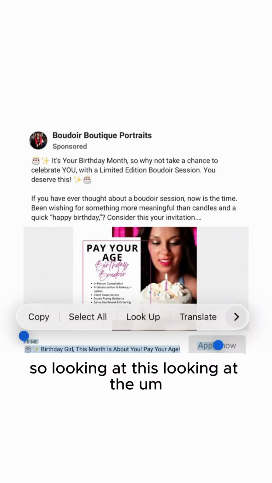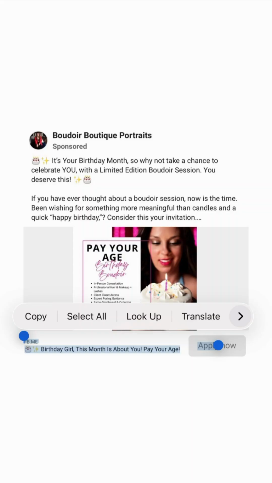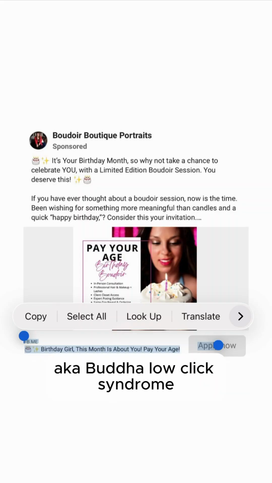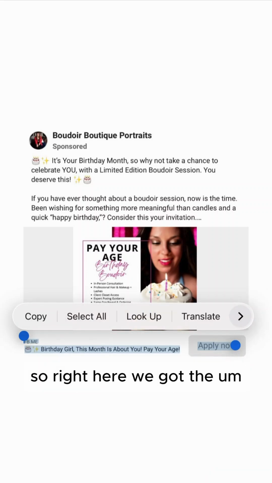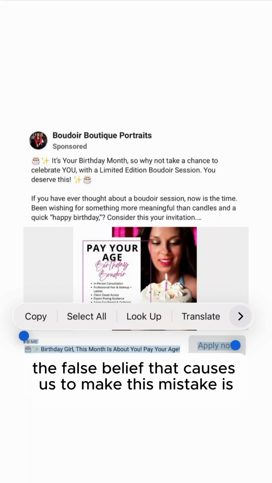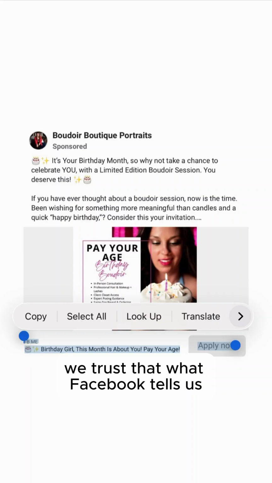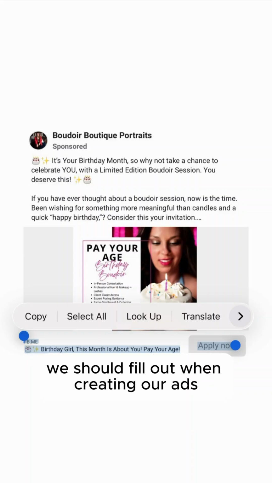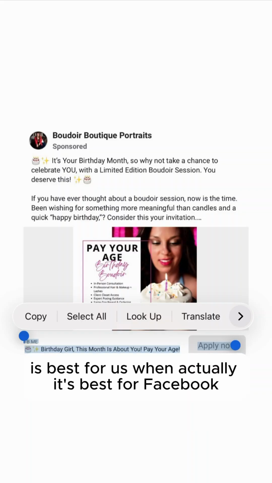So looking at this, we're going to diagnose this, see if we believe it has BLCS, aka Boudoir low click syndrome. So right here we got the below creative cluster mistake. The false belief that caused us to make this mistake is we trust that what Facebook tells us we should fill out when creating our ads is best for us, when actually it's best for Facebook.